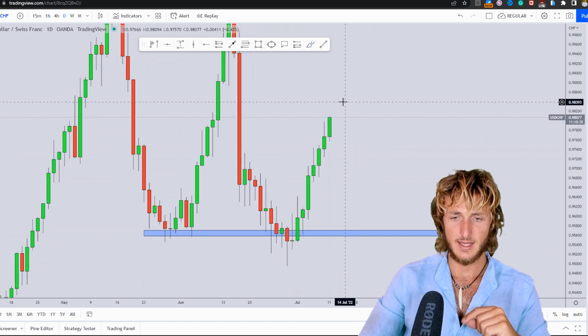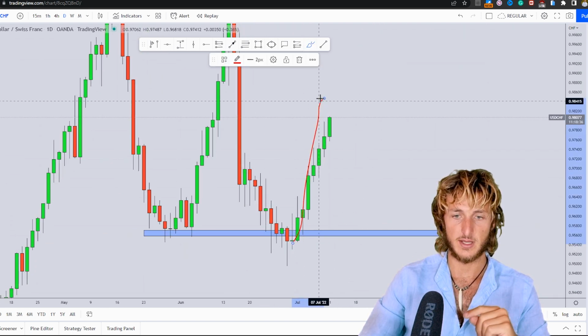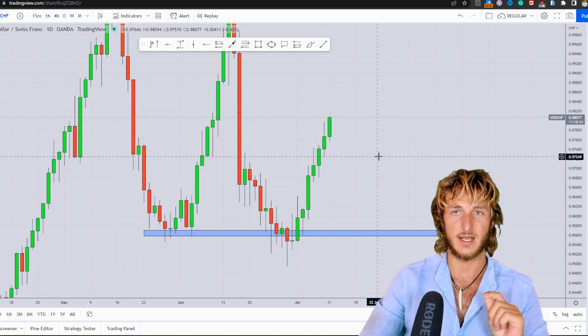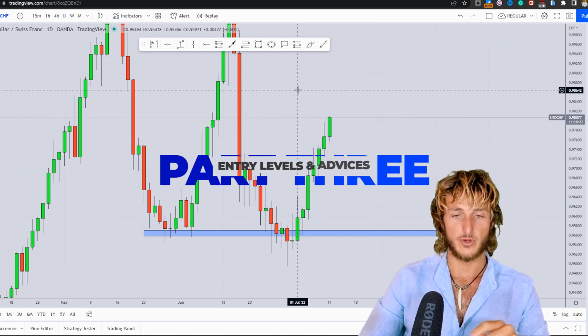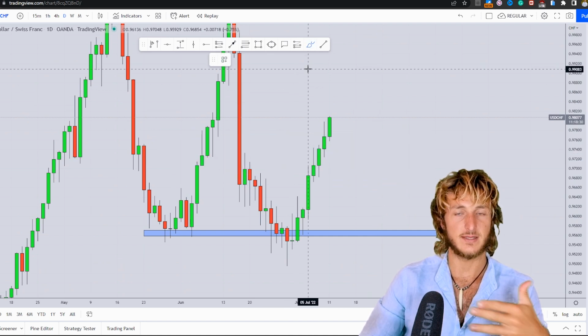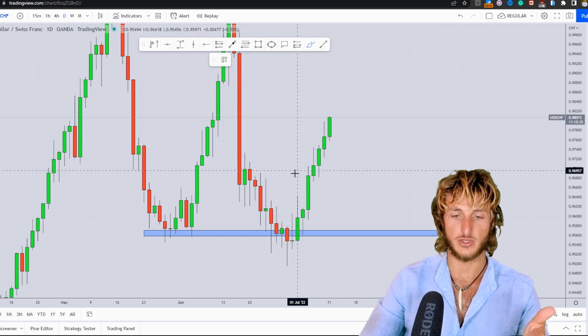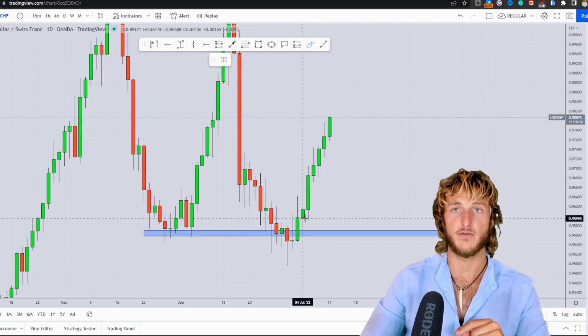Now, in a situation like this, it's clear that you had immediately a massive rejection to the upside. Now, it's very, very important also to point out where is the best area for a potential trade in the case of a fake breakout.